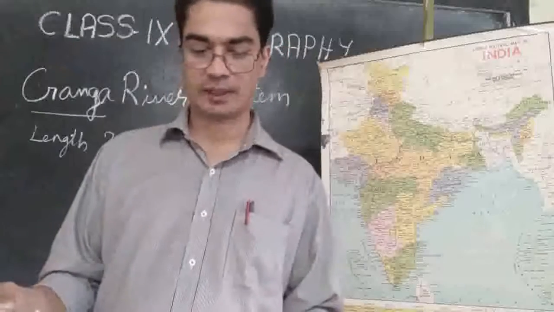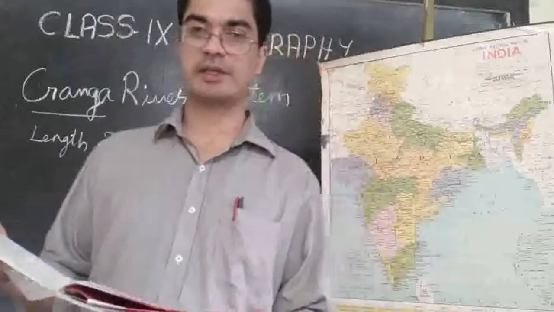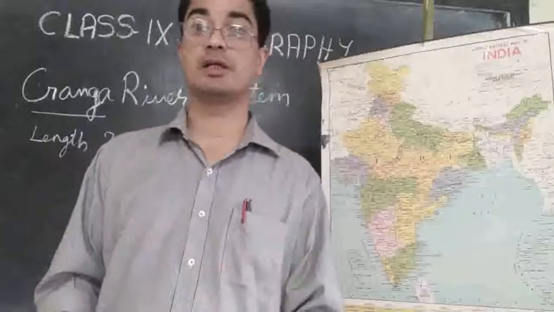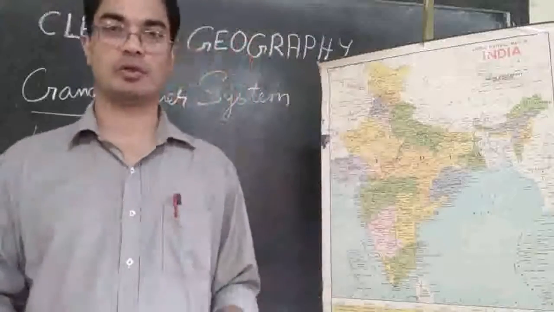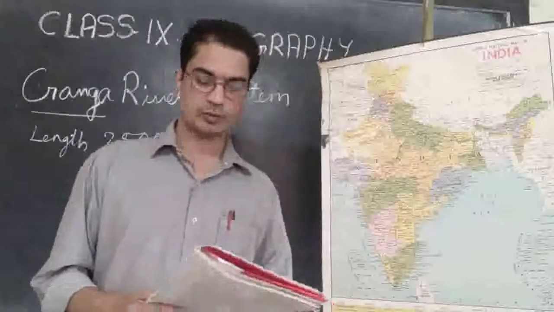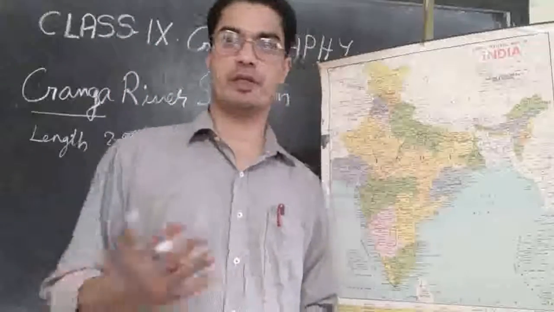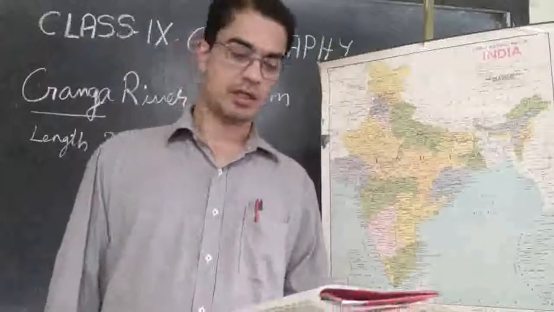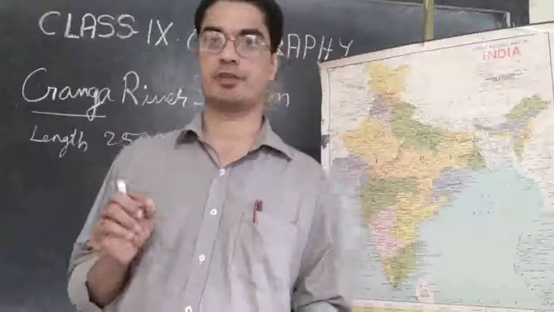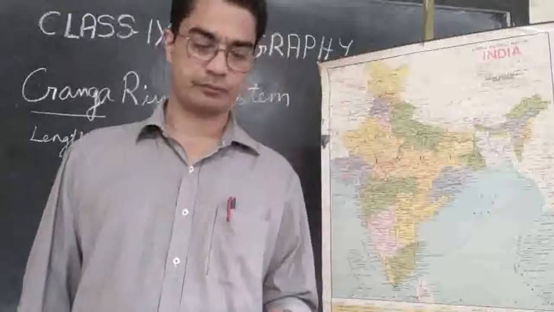You can say they look like a tree pattern, isn't it? Right? Dendritic. So they look like dendritic pattern because they look like a tree with a lot of branches. So that is to confirm about the pattern that we learned in the previous class. And the Ganga and its tributaries, they are forming a dendritic pattern.